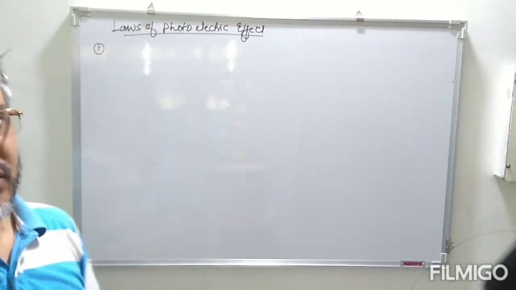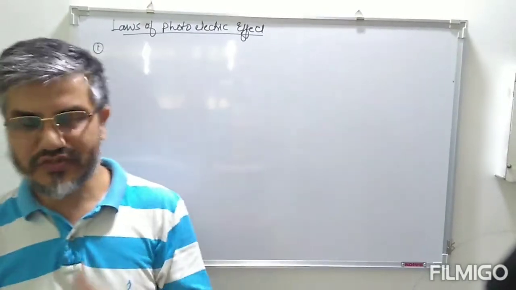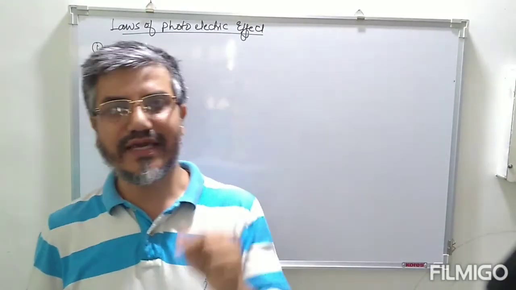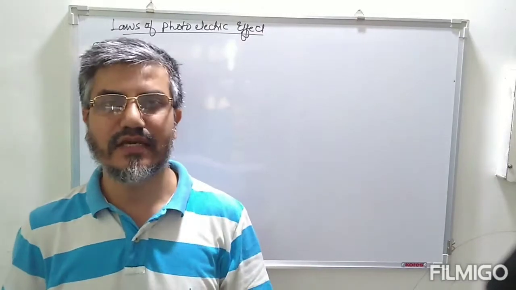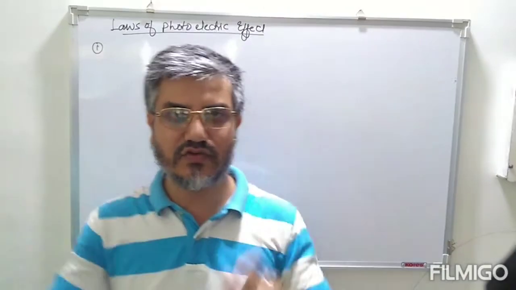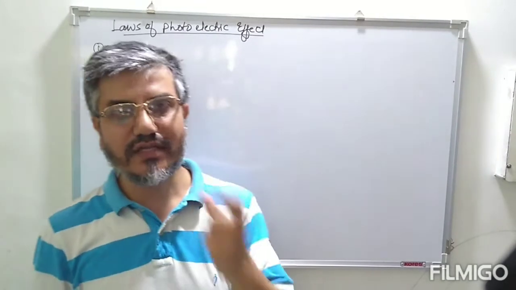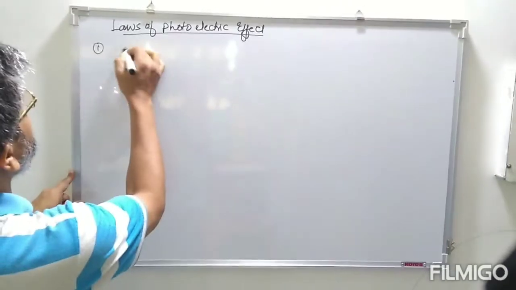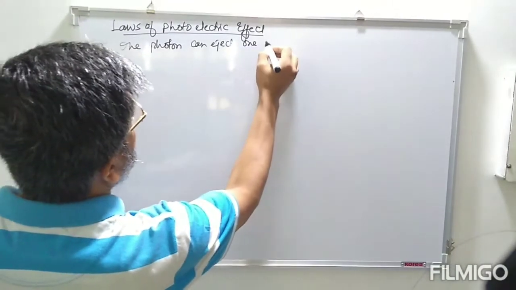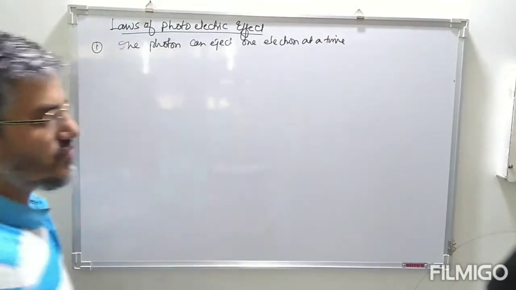Let's see those laws. When a light or a photon falls on the surface of matter, electrons are ejected. The law says only one photon can eject one electron at a time. That means there is a 1:1 ratio. One photon, one electron is to be ejected, provided the energy of the photon is greater than the minimum energy. One photon cannot eject more than one electron. So the first law is: one photon of proper energy can eject one electron at a time. So we have a 1:1 ratio.